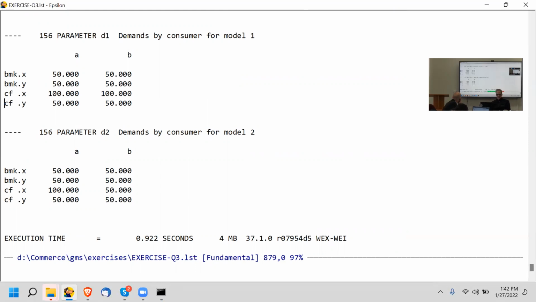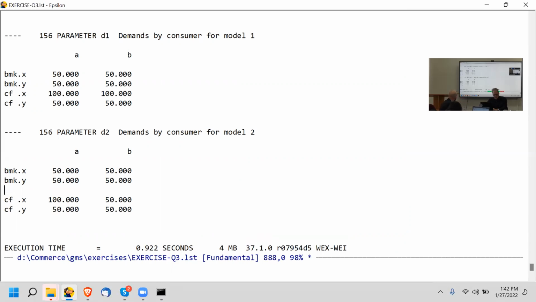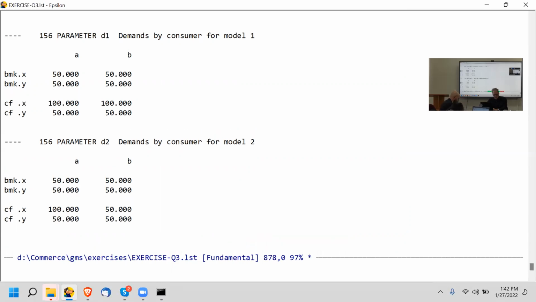Let's see, demands by consumer one. This is the first one. And the second one, B's demand goes down to 50. Demand of B, right? That's right. So the counterfactual: B's demand goes down. No, B's demand remains at 50 because his income doesn't change.